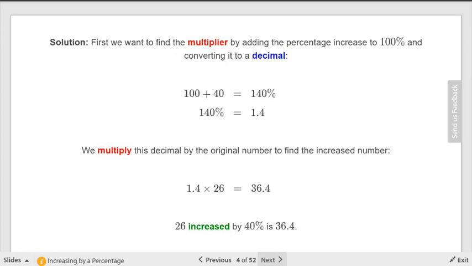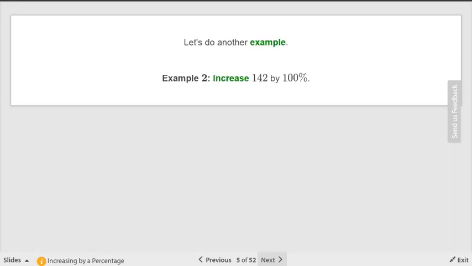Okay, so then they're describing what we did, which is exactly what I just described. Let's do another example. Ready? Increase 142 by 100%. You have 30 seconds. All right, you'll get 45 seconds then.